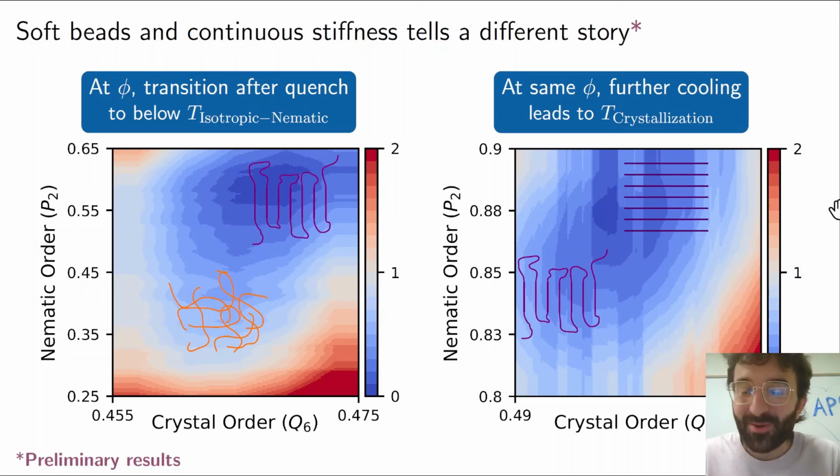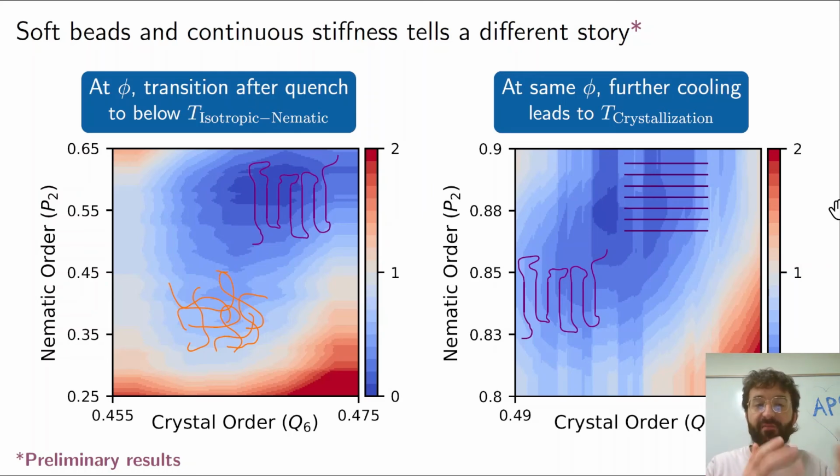I am here to show you some exclusive results. I wish I had more time to tell you about this, but we have tested a more complex system, one with soft beads and a continuous stiffness, unlike our system. And what we found is a very different story. In fact, we found two types of transitions at the same density.